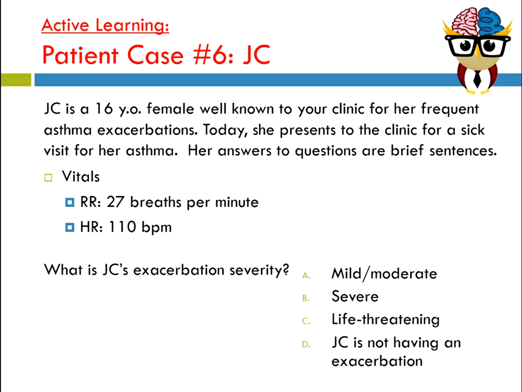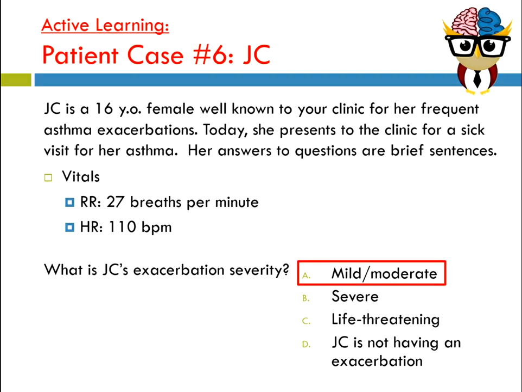All right, so case JC. JC is a 16-year-old female well known to your clinic for her frequent asthma exacerbations. Today she presents to the clinic for a sixth visit. Her answers to your questions are brief. Her vitals show a respiratory rate of 27 and a heart rate of 110. How would you classify her exacerbation severity?